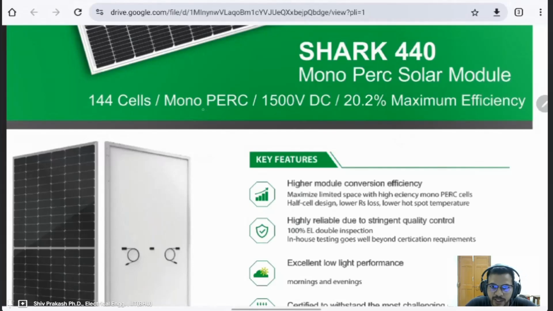Monocrystalline material is given and 144 cells are there, 144 cells in this panel.